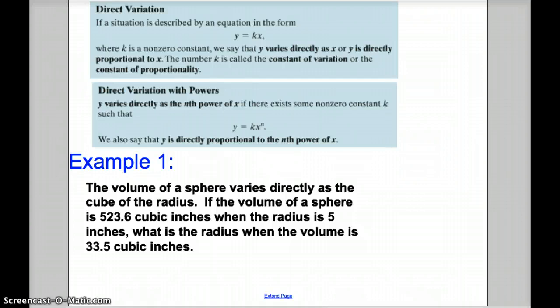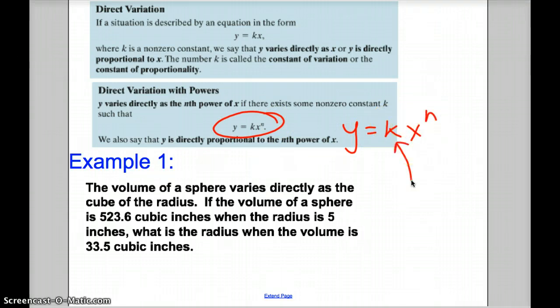We say this varies directly because every time to get y, you just multiply x by something. This will describe all proportional situations out there. Another type of variation is direct variation with powers. This is when a variable varies directly as a certain power of another variable. In this case, we're going to look at y equals kx to the n.